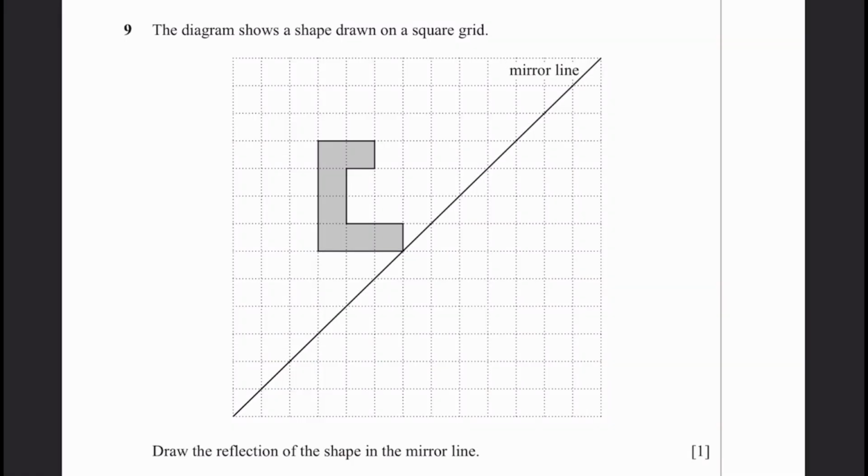Question 9. The diagram shows a shape drawn on a square grid. Draw a reflection of the shape in the middle line. Now let's take all the corners of the shape. We can simply reflect it. This corner will stay where it is. This one will become here, like this. This one will come here, along the middle line. And similarly, we can do this for all of the points which are there. And now we can simply connect these points the same way.